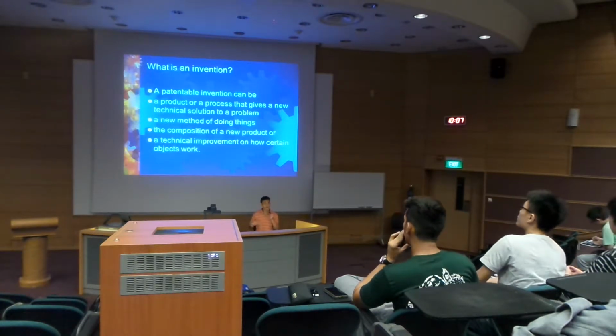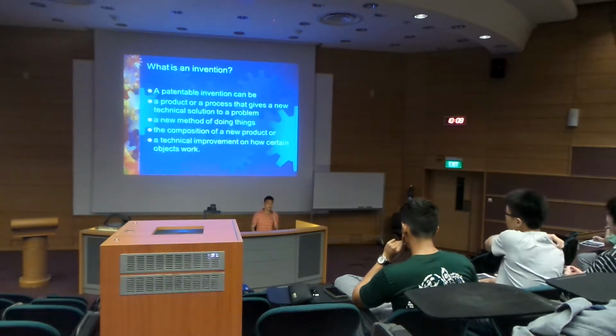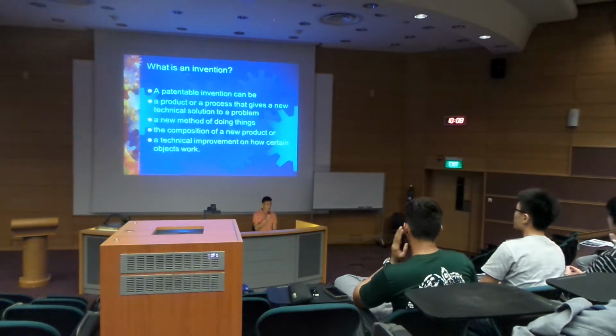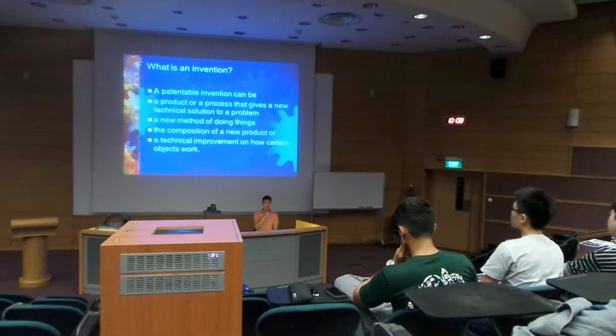Okay? It could be a method of doing things. It could be a composition of a new product. Ingredient A mixed with ingredient B, mixed with ingredient C in certain proportion. This is a new composition. Therefore, it is an invention within the meaning of patent law. Or it could be some kind of technical improvement on how certain things work. Just an incremental improvement. So this improvement could be termed an invention capable of obtaining a patent.